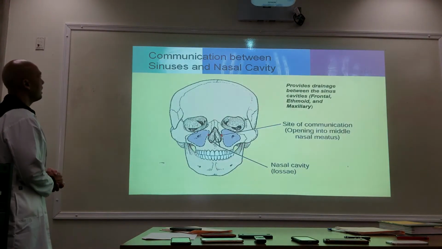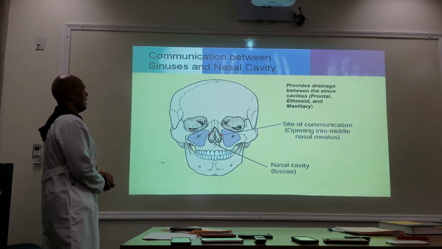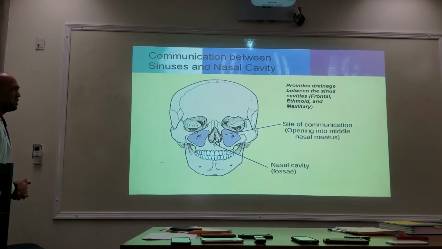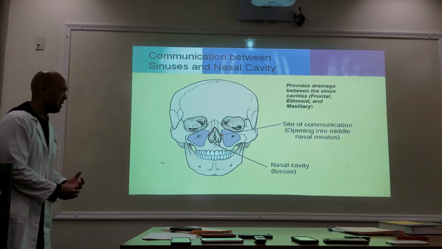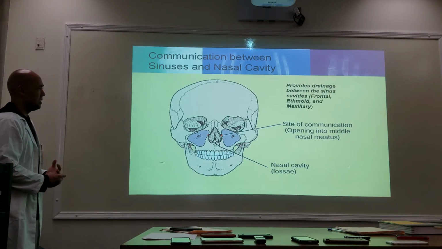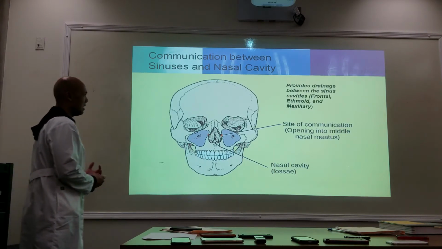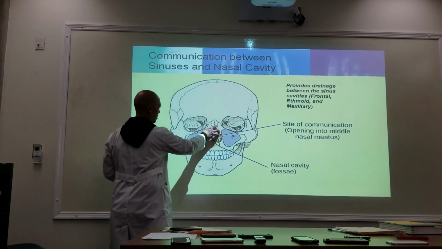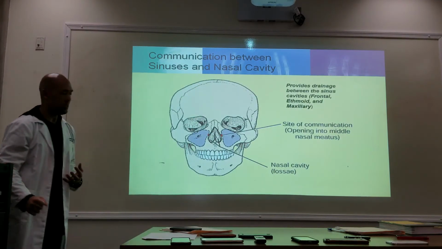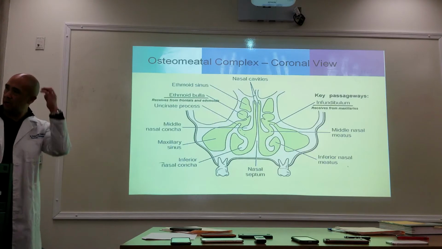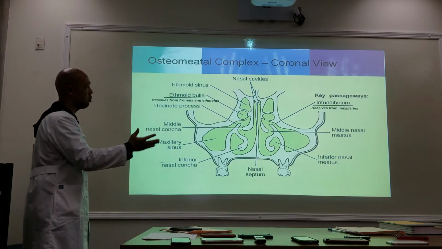Okay, so communication between sinuses and nasal cavity. The communication provides drainage between the sinus cavities, that includes your frontal, ethmoid, and maxillary sinuses. The communication happens within the nasal meatus, right here centrally. So this is where the passageways occur. Here's a better one. Again, we're looking at it anteriorly, it's a coronal view.